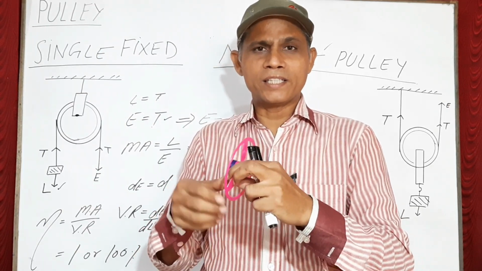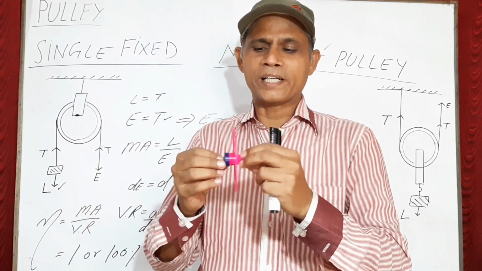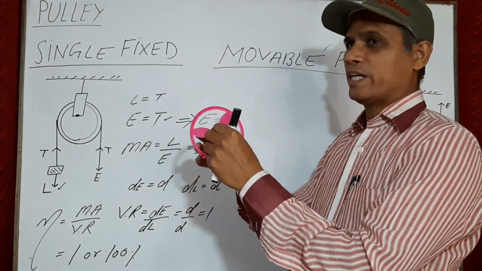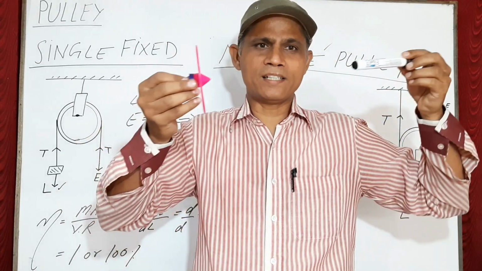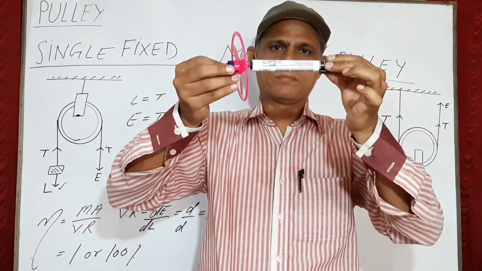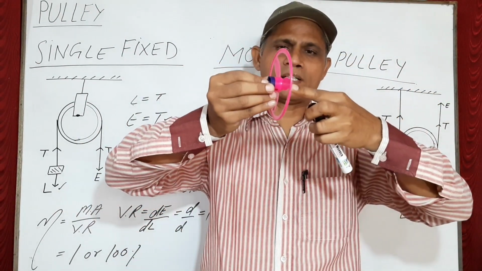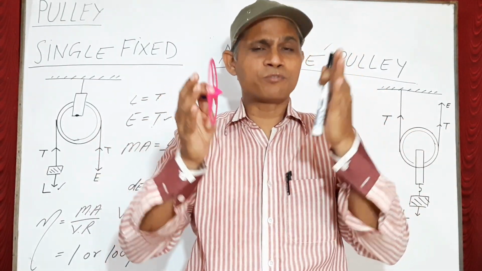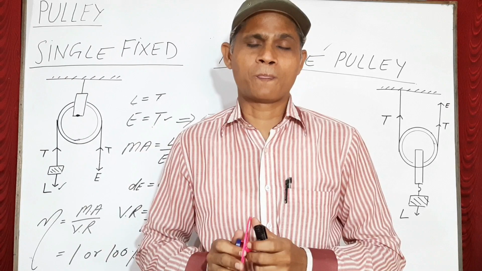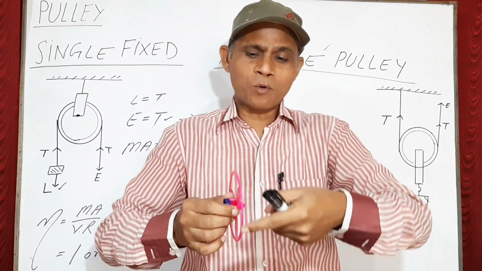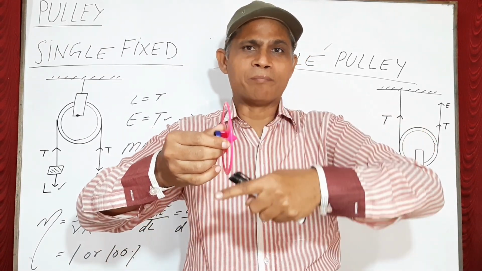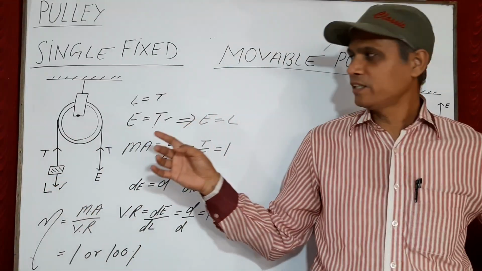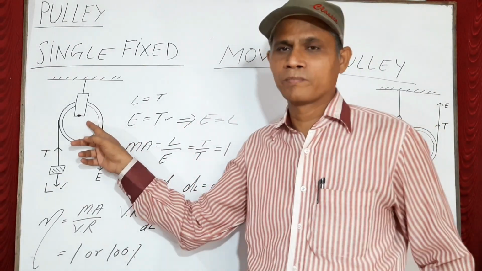And this disc is capable of rotating about an axis, and through this axis an axle is passing like this. This axle is fixed in a frame, and a rope is passing over the rim. The whole arrangement I have shown in the diagram as well.